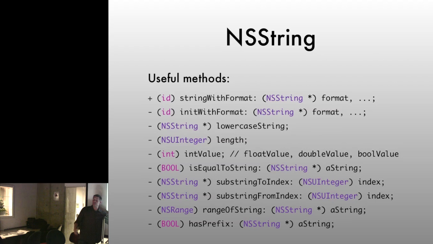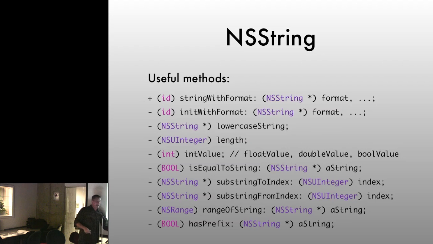isEqualToString, you saw this last time. You pass it in another NSString, and it gives you back a Boolean telling you whether or not the strings are equal to each other. Really straightforward. substringToIndex gives you a copy back of your original string, the substring up to the index. So this is going to give you the first n characters up to the index that you passed in. So you have hello, you say substringToIndex 3, you'll get HEL.